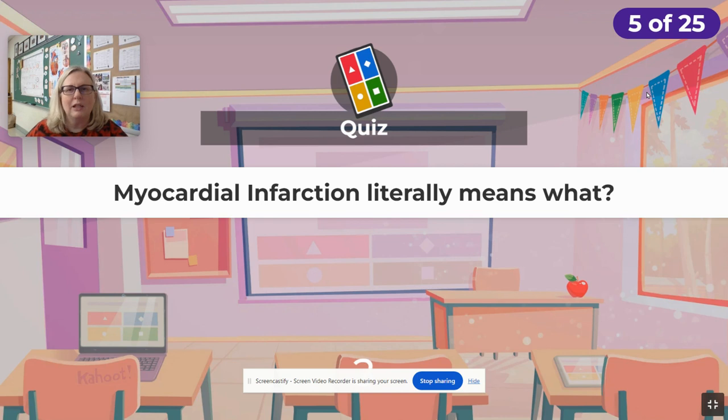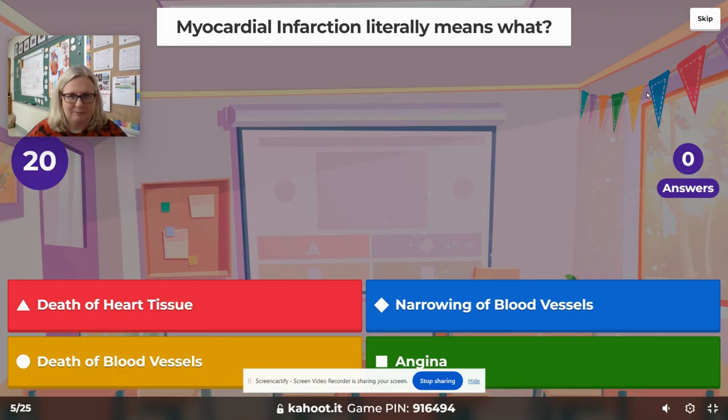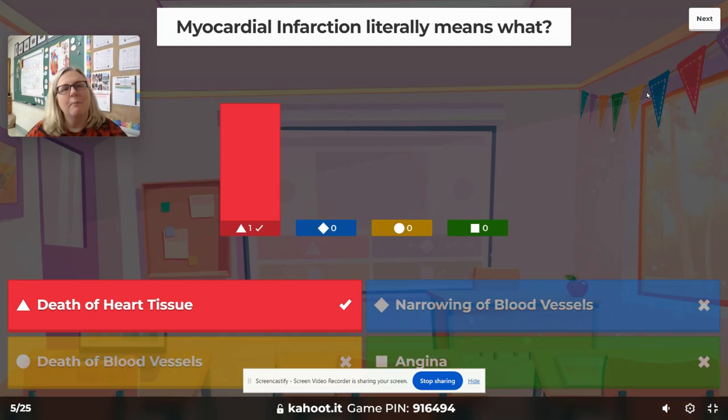Myocardial infarction literally means what? Since it's myocardial, it's heart muscle, and an infarction means death. So this is heart tissue, and this is death. So this means death of heart tissue.